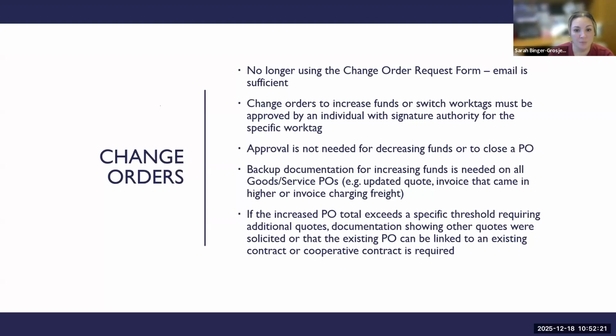So if you obtain that approval, then that's what we'll use to attach to the purchase order when we're processing it. We do not need email approval when we're decreasing funds or to close a PO, and that's because we're not committing the university to any more money. So that's why we need it specifically when we're increasing or changing work tags. We need to have that approval for that piece because we are encumbering funds.